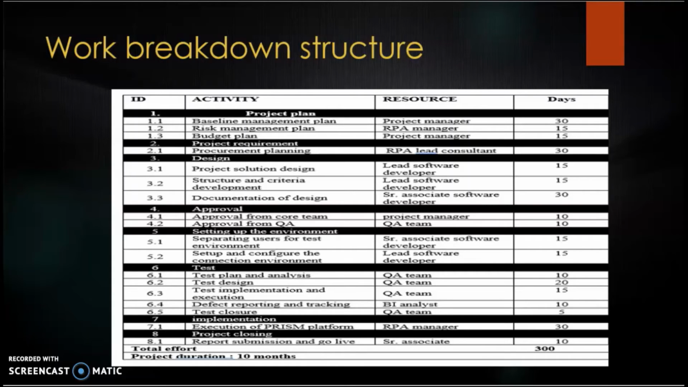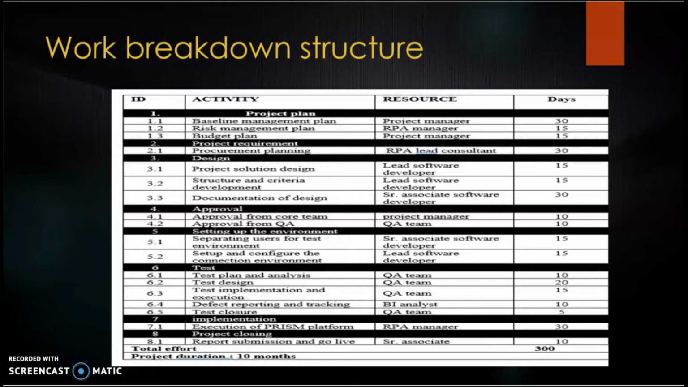The next stage is test. It consists of five substages: test plan and analysis, test design, test implementation and execution. All these stages are the responsibility of the QA team. The next substage is defect reporting and tracking. It was done by the BA analyst, and the maximum time period for that is 10 days. The last stage of testing is the test closure, and it was done by the QA team only.